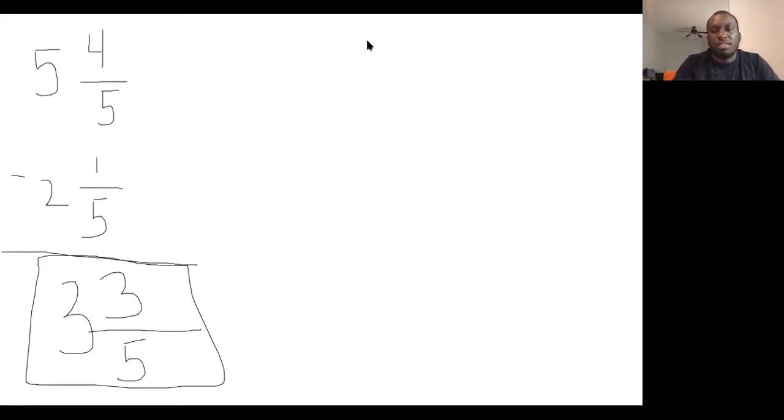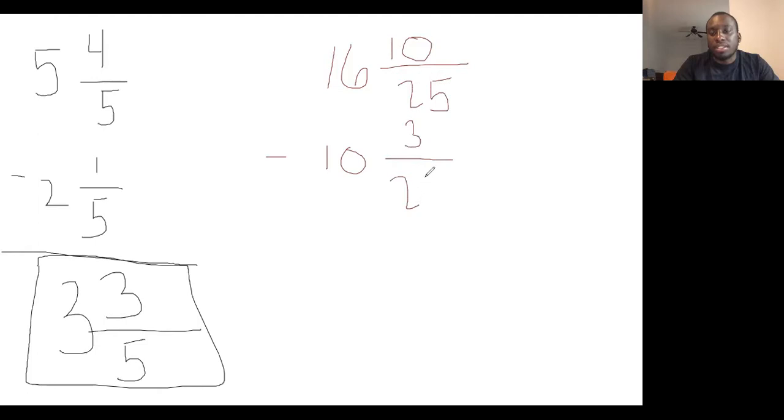I'm going to do this one in burgundy. 16 and 10 over 25, 16 and 10 25ths, minus 10 and let's say 3/25.